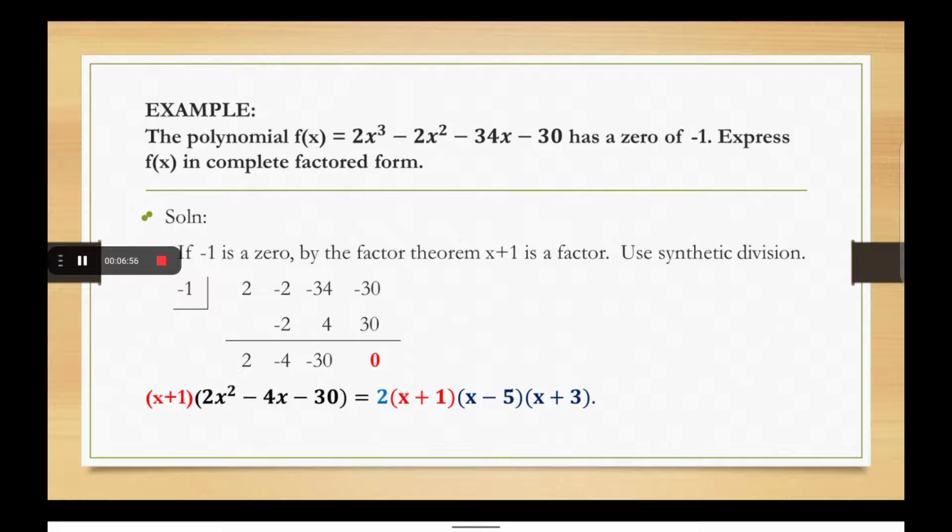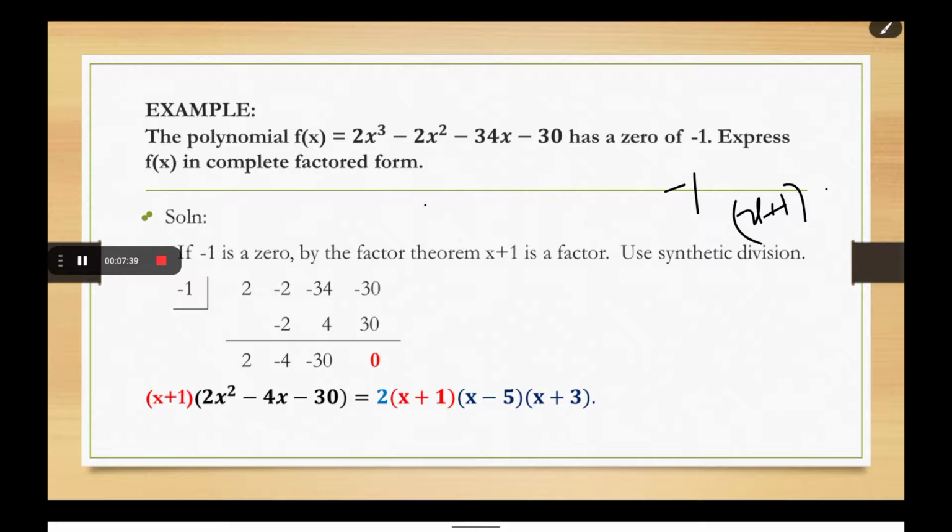Another example is here. That is one polynomial, and the polynomial has a zero of minus 1. Express f of x in complete factored form. We need to express this f of x as a complete factored form. Okay, they are giving one zero. The zero is minus 1. What is the factor for minus 1? That is x plus 1, right? Here the x plus 1 is a factor. Just check whether this x plus 1 is a factor. If we put x equal to minus 1 here, it becomes f of minus 1 equal to 0.